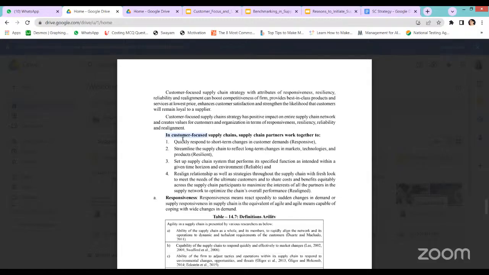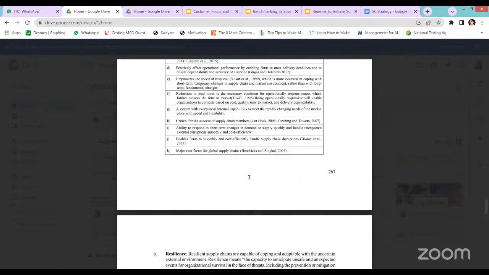Now, supply chain partners work together. What is responsiveness? It means reacting speedily to sudden changes in demand and supply. For example, during the festivals, demand will increase. So this responsiveness, a customer focused supply chain, helps for more responsiveness of the company in order to cope with the demands.